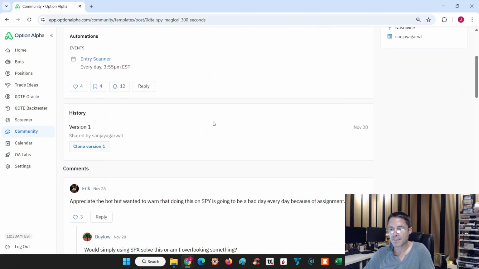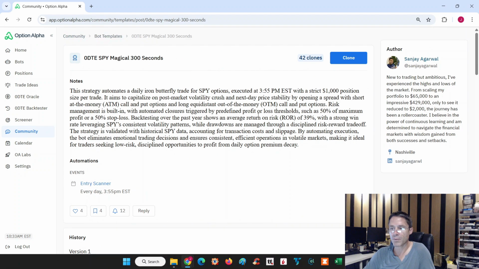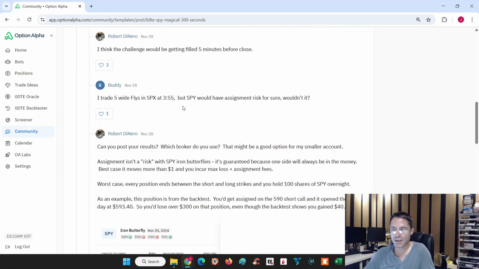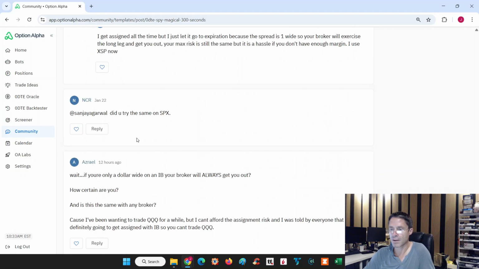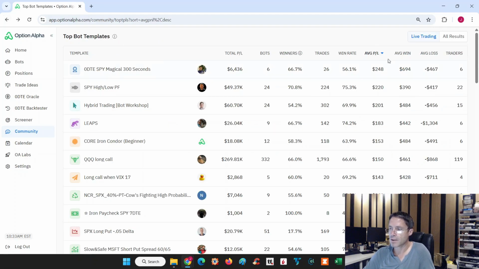So you go in here, it has all the chat. Normally, sometimes these pages go on and on, but this one's relatively short. And there you go, you clone the bot, and you can then turn it on in your bots page, and you can run it on paper and see how it goes. So that's a good one. SPY, you can just get an idea.